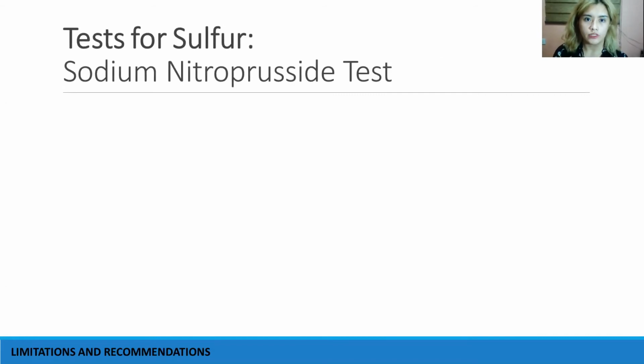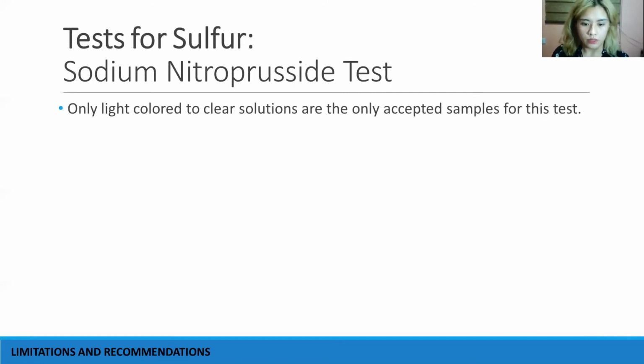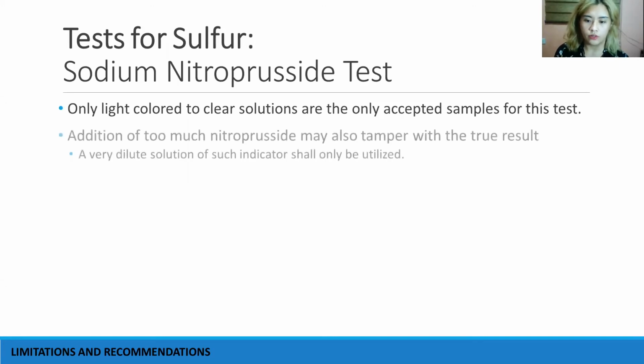For the sodium nitroprusside test, sodium nitroprusside is very soluble in water, and only light-colored to clear solutions are accepted samples for this test. The presence of sulfur is shown by the detection of sulfide ions through an intense violet coloration. Addition of too much nitroprusside may also tamper with the result.